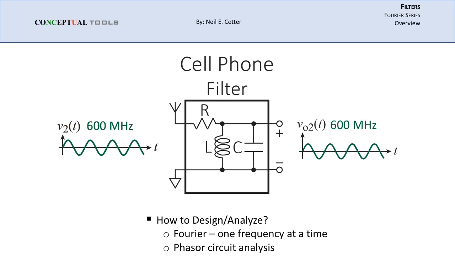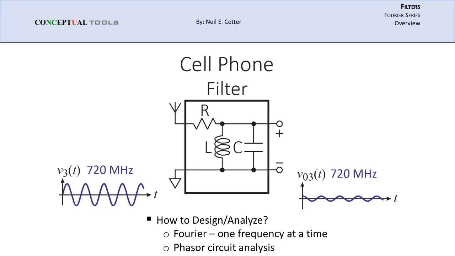For this RLC filter, the 600 megahertz signal passes through unchanged. In the design of the filter, the values of the inductor and capacitor are chosen so that in parallel, at a frequency of 600 megahertz, they act like an open circuit, allowing the input to pass to the output unchanged. Like the 450 megahertz signal, the 720 megahertz signal is much reduced at the output compared to the input.